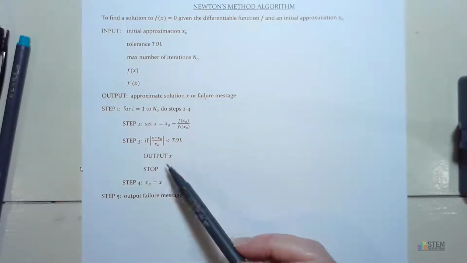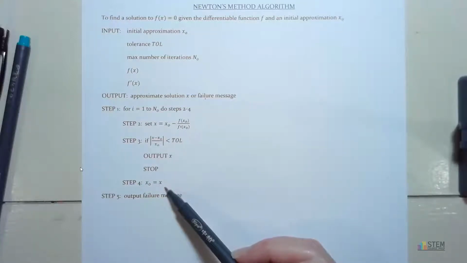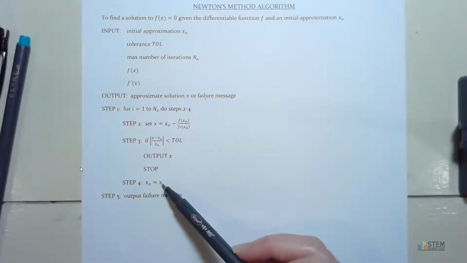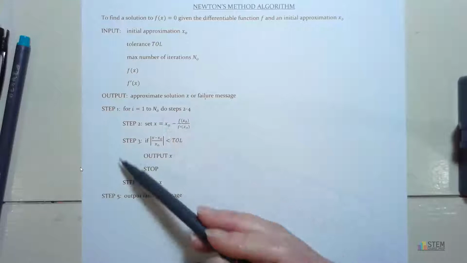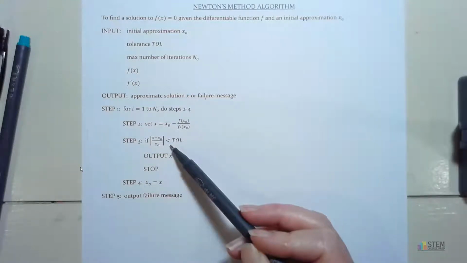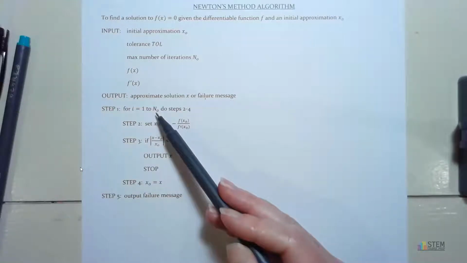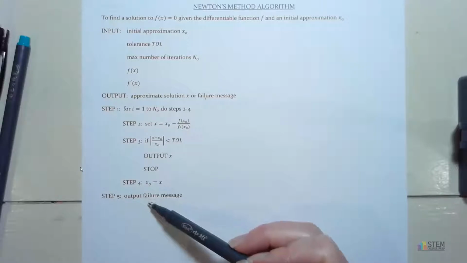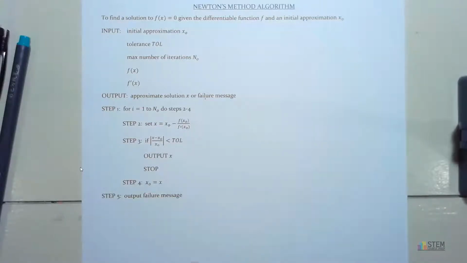Otherwise, we're going to update that initial guess, x0. So now we'll say x0 is equal to x, and it's basically just going to continue doing this until this condition is met or we hit our max number of iterations. If we hit the max number of iterations, we'll need to display some sort of failure message. All right, so that's the basic algorithm. It's really short, and in MATLAB, it's really easy to code up.